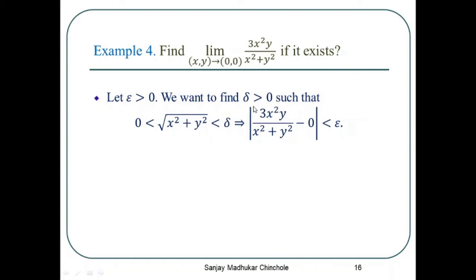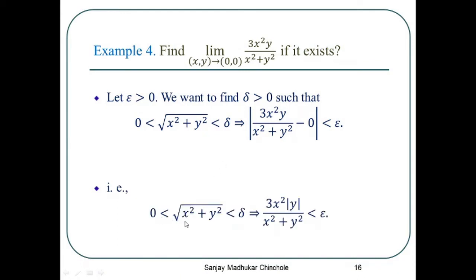mod of 3x square y upon x square plus y square, this is the function whose limit we have to find, minus 0, this is our guess of the limit, less than epsilon. This is of the form mod of f(x, y) minus L less than epsilon. Here, in the place of f(x, y), we have the function 3x square y upon x square plus y square, and in the place of the limit, here we have guessed the limit as 0. Therefore, we have to prove this.